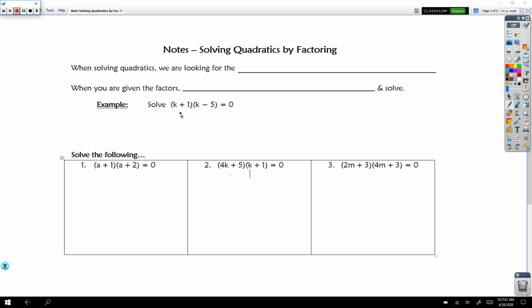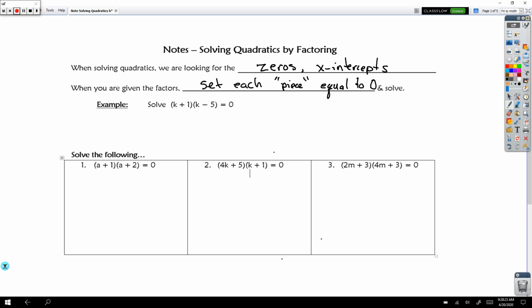So when solving quadratics, we are looking for the zeros, or we also call those the x-intercepts of the quadratic. Now, if you're already given the factors, like if you look at the examples below, it's already in factored form. So when you're given the factors, half of the problem's already done for us.